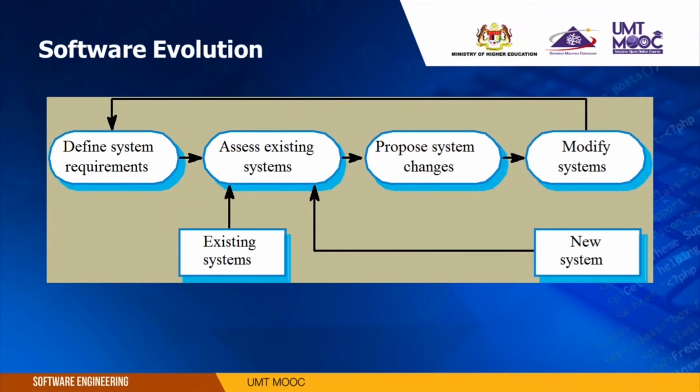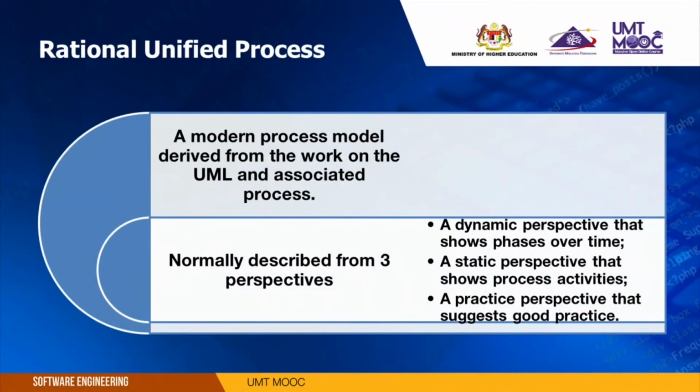The rational unified process. It is a modern process model derived from the work on the UML and associated processes. Normally, RUP is described from 3 perspectives. First, a dynamic perspective that shows phases over time. Second, a static perspective that shows process activities. And lastly, a practice perspective that suggests good practice.